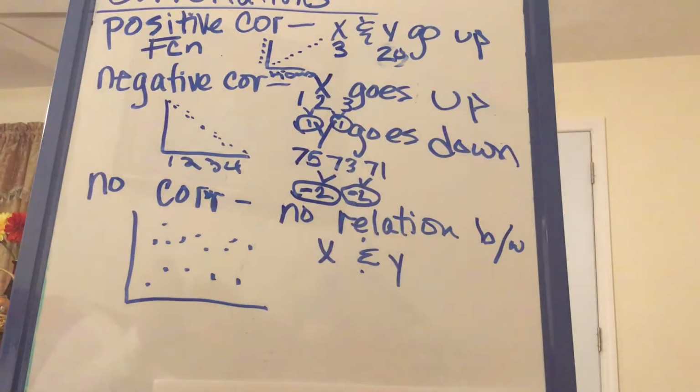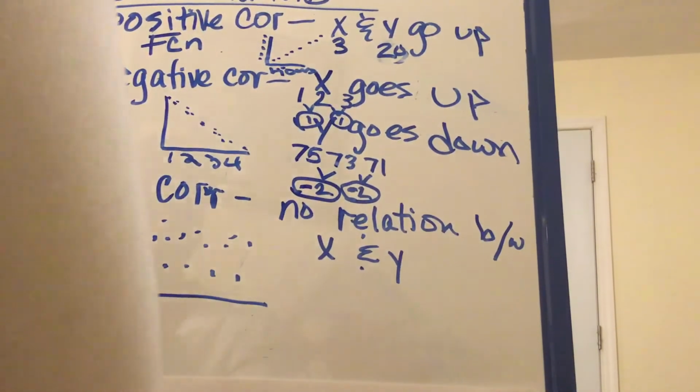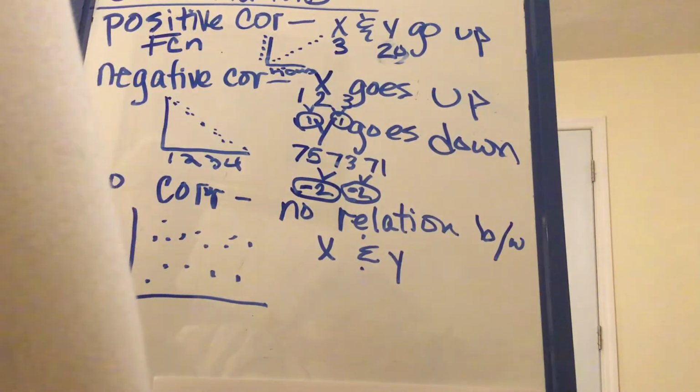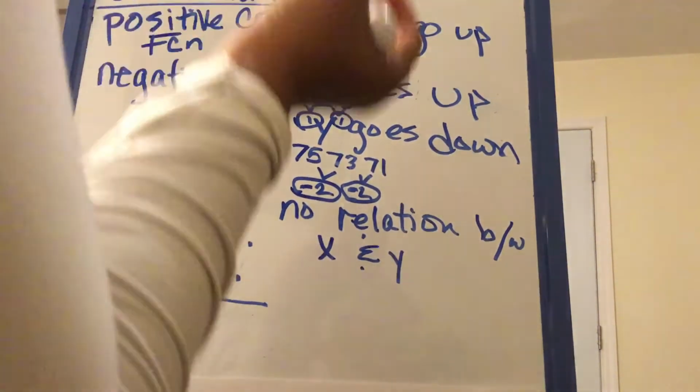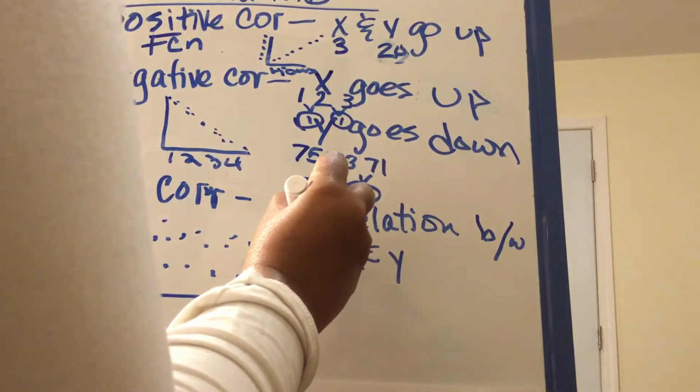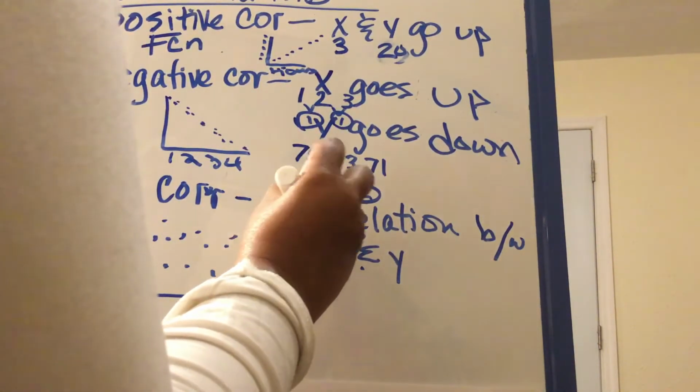All right? So when it says no correlation, let's just say we're going to pick 2 kids. Let's say Sharon. Sharon's mom gives her 25 cents on Monday.